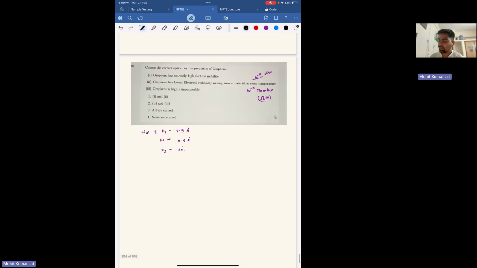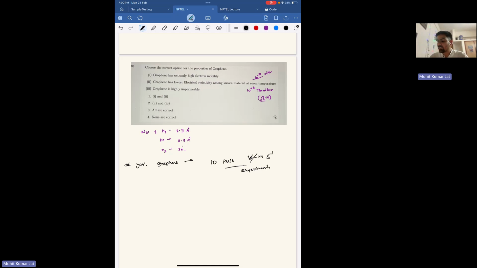Now moving on to the last problem, which is: choose the correct option for properties of the graphene. Graphene has extremely high mobility. Yes. Experimentally, one has observed around 10 lakh volt per meter second inverse. This experimentally has been done; the devices which I make in my experimental lab also have this mobility. So this is very good mobility.